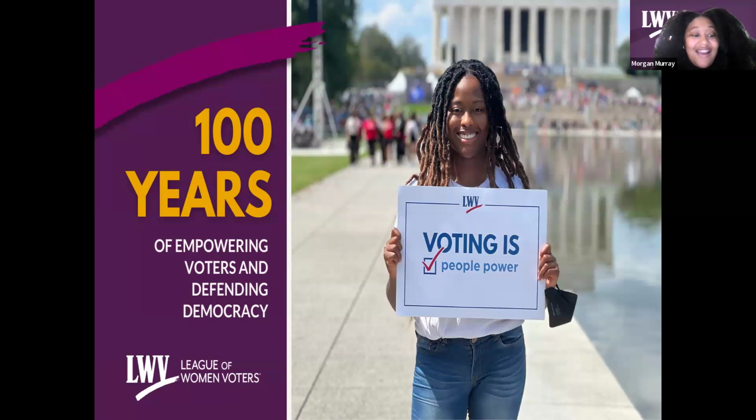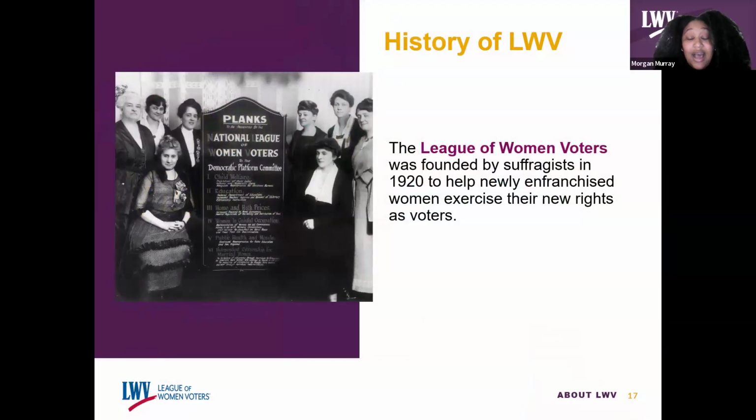All right. So I will just give a quick introduction of the League of Women Voters. We are a 104-year-old organization this year, and we empower voters and defend democracy. A little bit about the history of the League of Women Voters: we were founded by suffragists in 1920 after the ratification of the 19th Amendment to really help newly enfranchised women to exercise their right as voters.